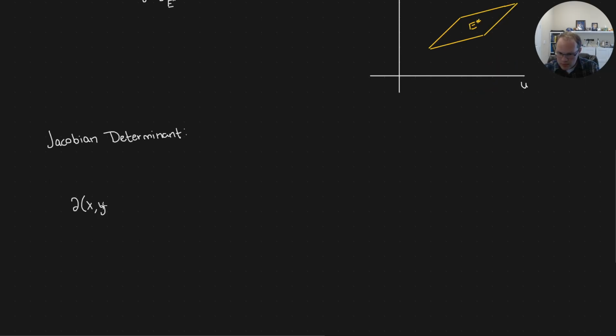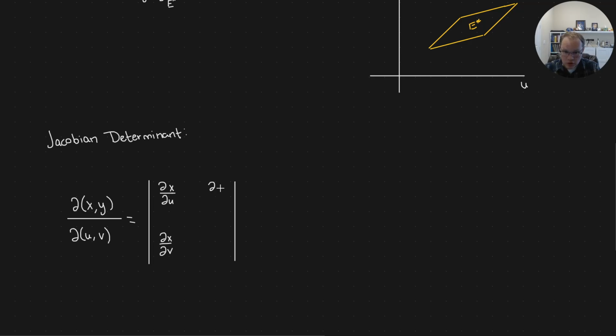And we can calculate it by taking the determinant of a matrix. So here we have a 2x2 system, right? We started with 2 variables, we're going to 2 different variables. So we're going to have a 2x2 matrix. The matrix is going to consist of partial derivatives. So partial x, partial u, partial x, partial v, partial y, partial u, partial y, partial v. And then we take the determinant of that matrix. All right?